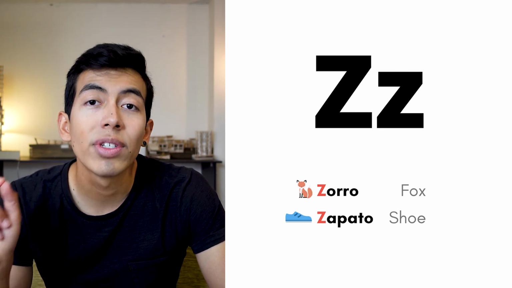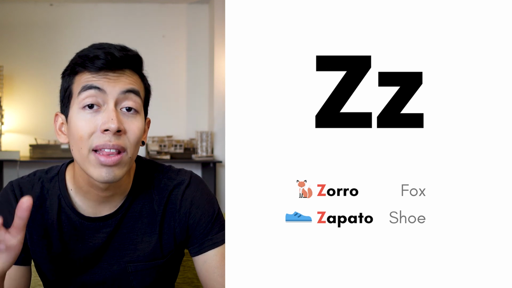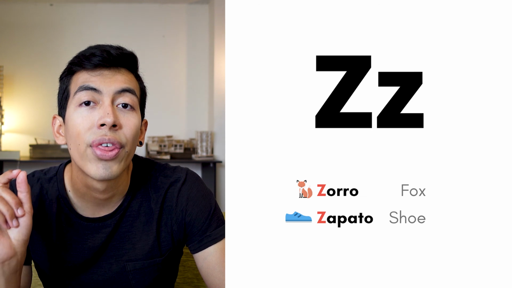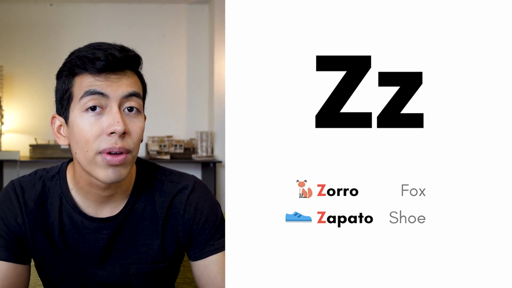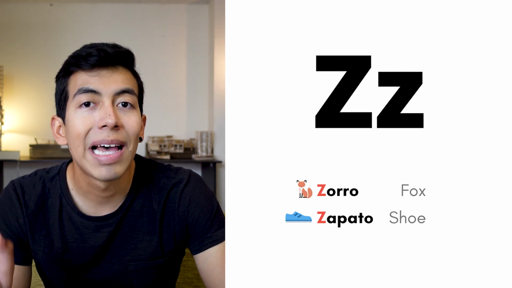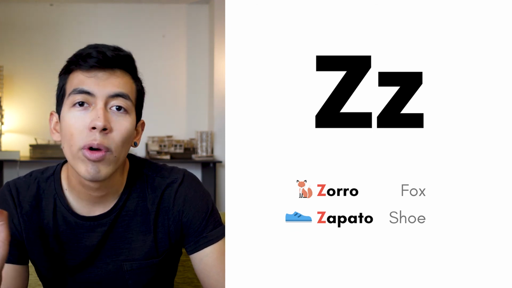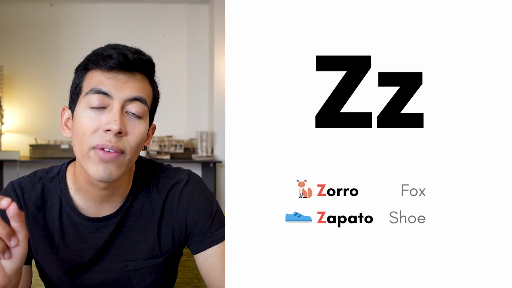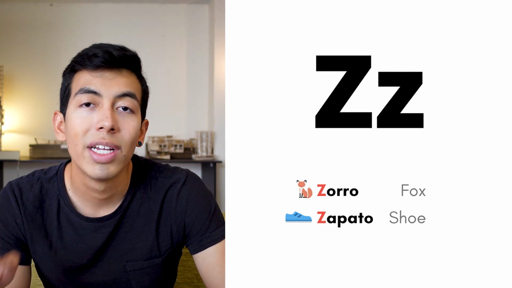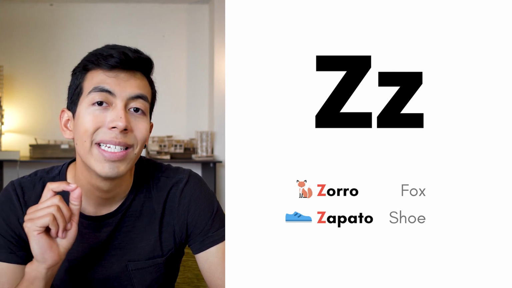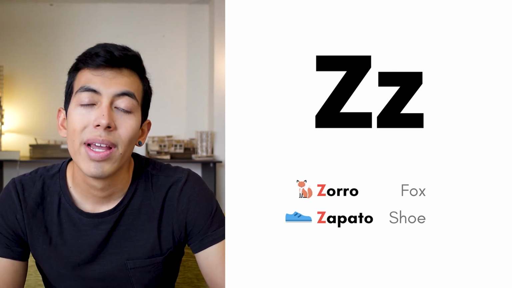This letter is pronounced S, at least in South America. In Spain, this letter is pronounced like th. For example, I would pronounce zorro, zapato. But someone from Spain would pronounce zorro, zapato. So instead of s, it's more like th. Zorro, zapato. La letra Z.